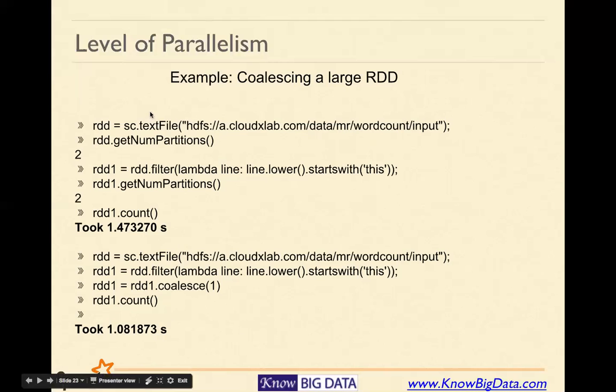Can you see the difference? In the first case, the time is around 1.5 seconds, while in the second case, the time is around 1.1 seconds. So there is a 40% differential. Why? Because after this filter, only a few lines will be left, and still the partitions will be 2. Therefore, it's better to repartition or coalesce to bring all the records to 1.